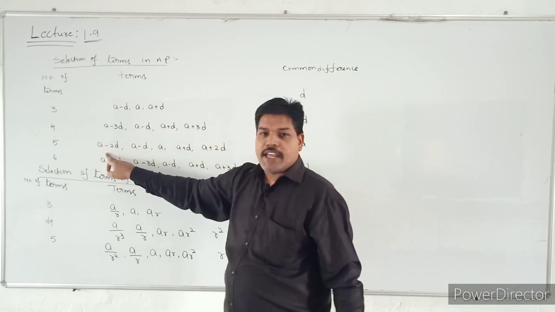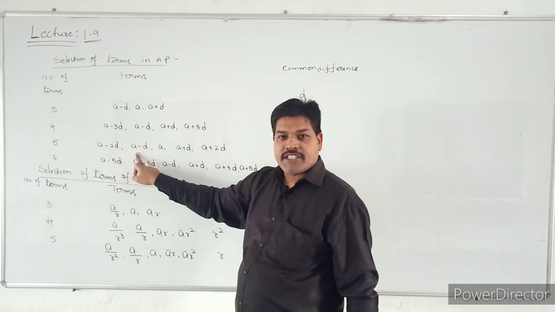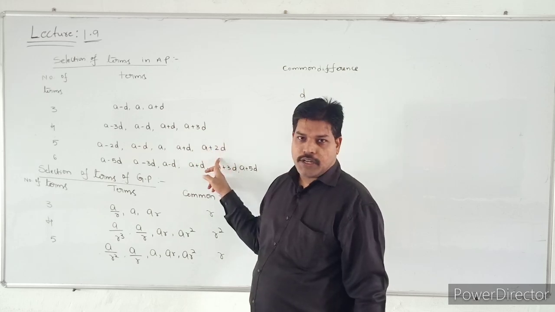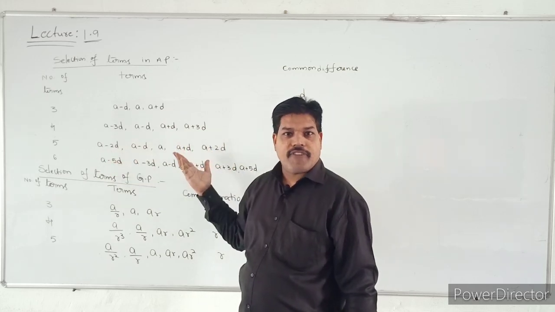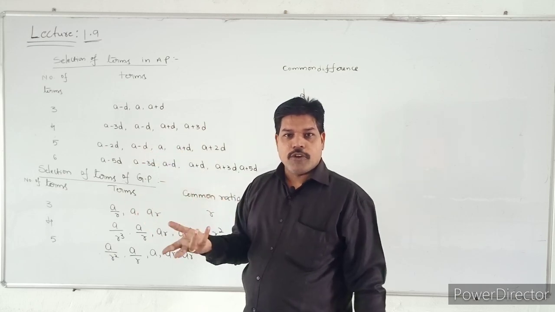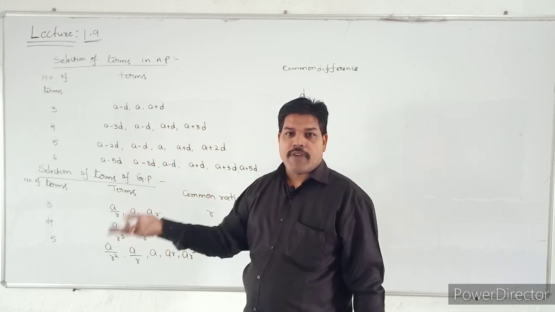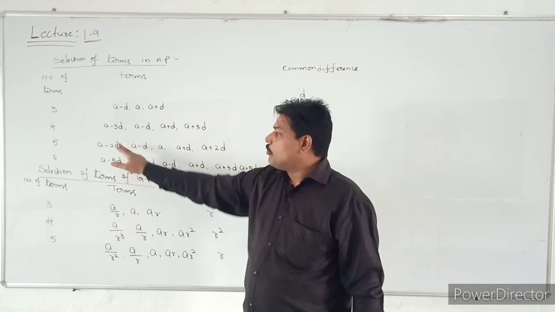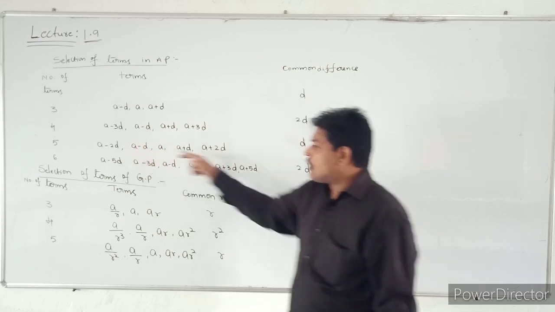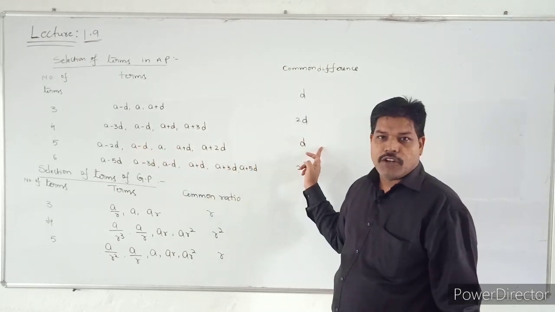The next one: if they ask you to take 5 terms, what do you have to take? a minus 2d, a minus d, a, a plus d and a plus 2d. If you add them, you will directly get 5a. If they give you in the question the sum of 5 terms in the progression as some value, then you will get the value of a directly if you take them like this. So for our convenience, we take the terms like this. And what is the common difference? The common difference is d only.